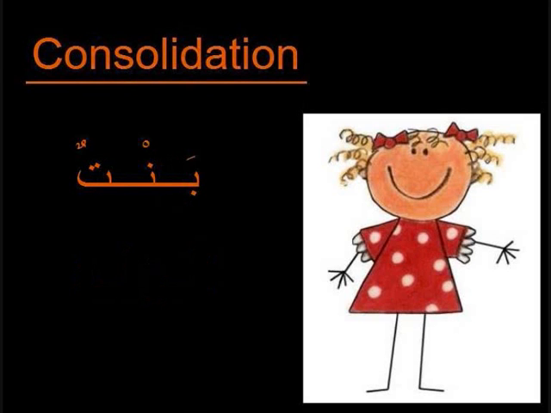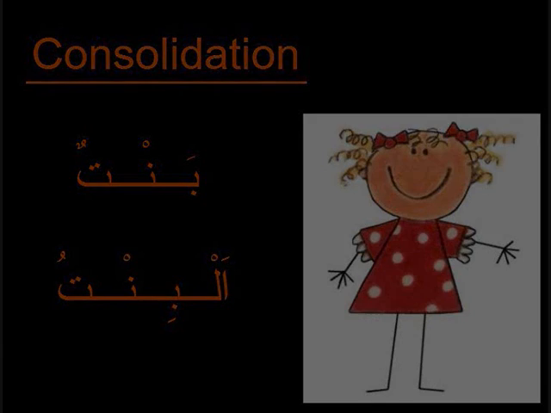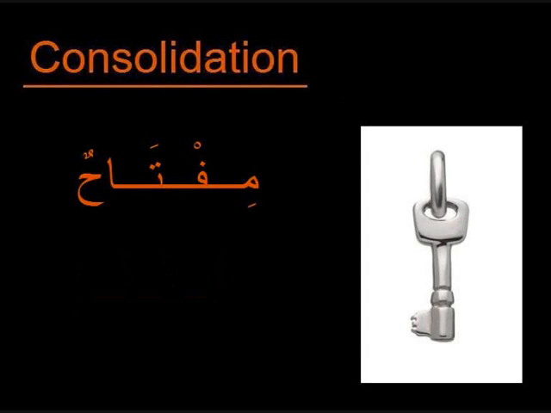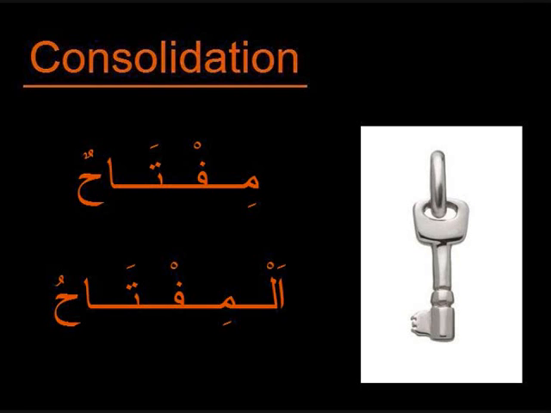The word for girl is bintun. It means a girl. To render it definite, al-bintu. Bintun, al-bintu. The word for pen is qalamun. Qalamun, a pen. Again, to make it definite, al-qalamu. Qalamun, al-qalamu. Finally, the word for a key is miftahun. To make it definite, we say al-miftahu. Miftahun, al-miftahu.